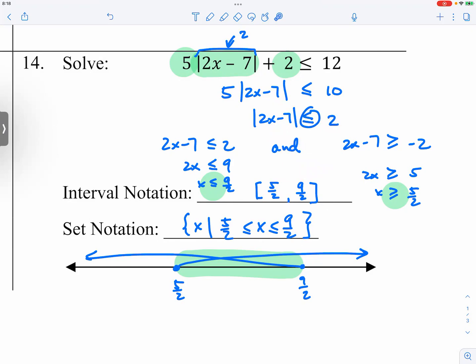And then just go ahead and solve as usual, and then you present your solution. And this is an and relationship, so you want to mix them. You want to find the overlapped region.